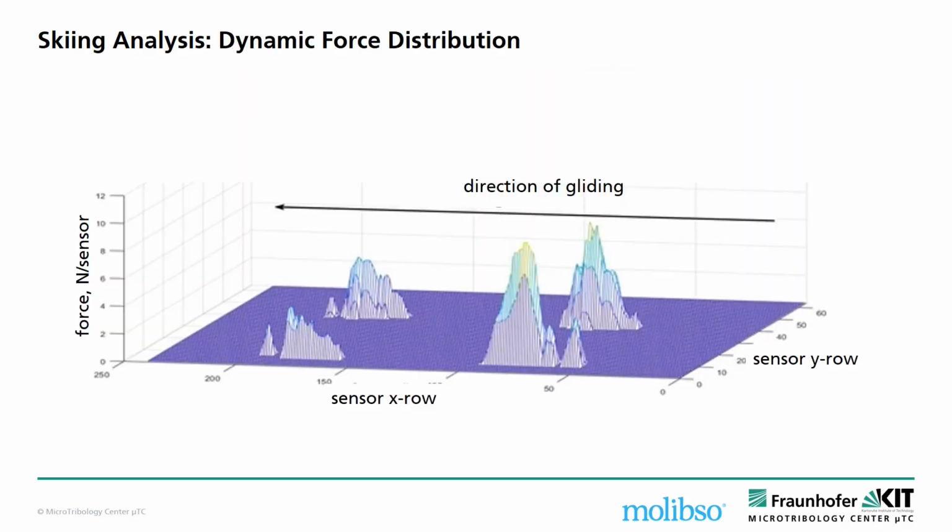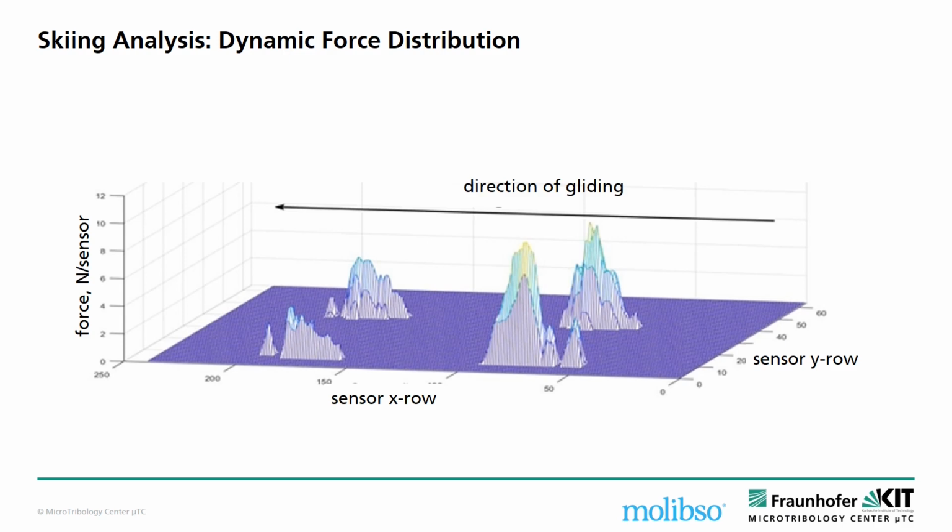This is the dynamic force distribution. Again, the movement from right to the left-hand side. We see his left ski, his right ski. We see the differences. We have lower forces here at the tip of the left ski. We see low forces under his foot or his binding on the left ski. And he has higher values on the right-hand side.